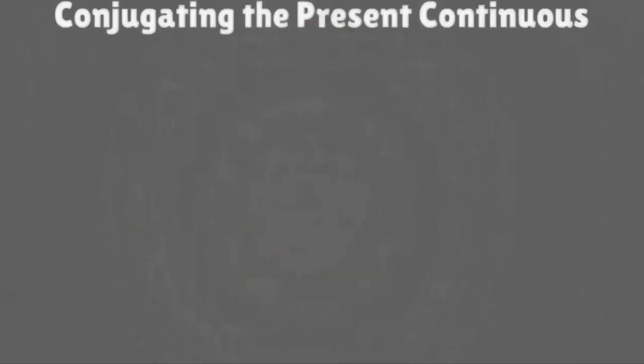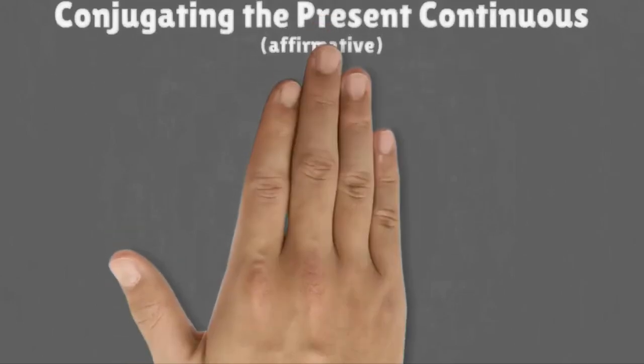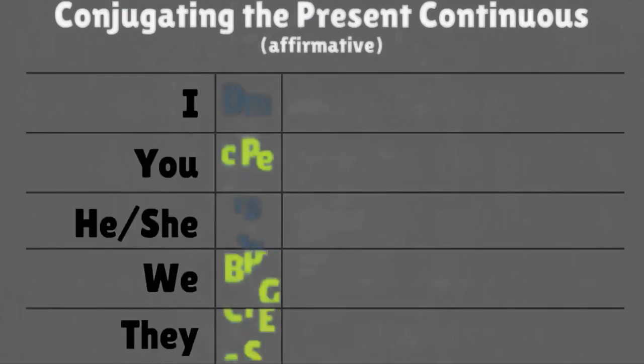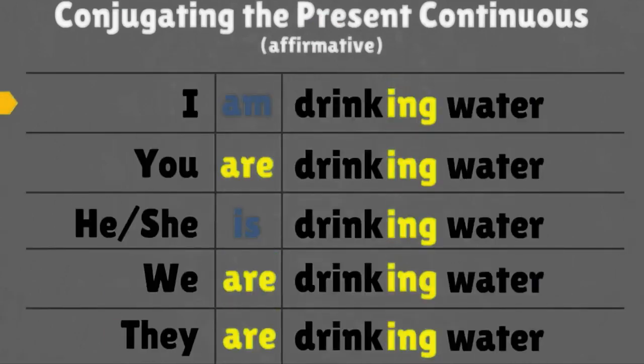Conjugating the present continuous. Affirmative. I am drinking water. You are drinking water. He is drinking water. She is drinking water. We are drinking water. They are drinking water.